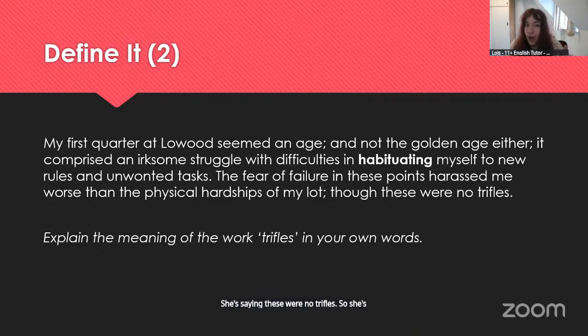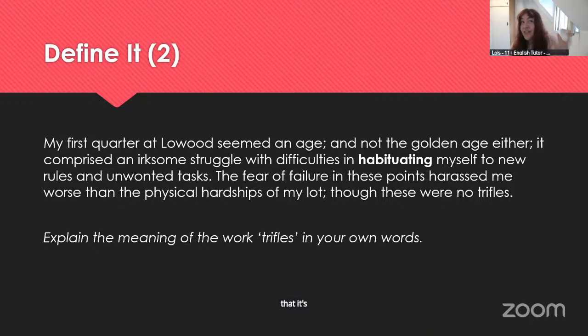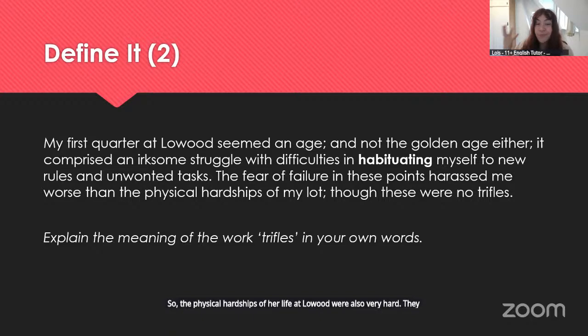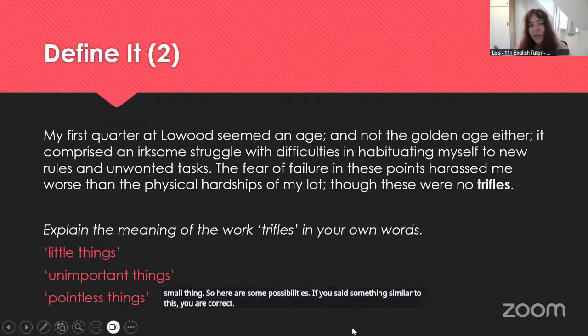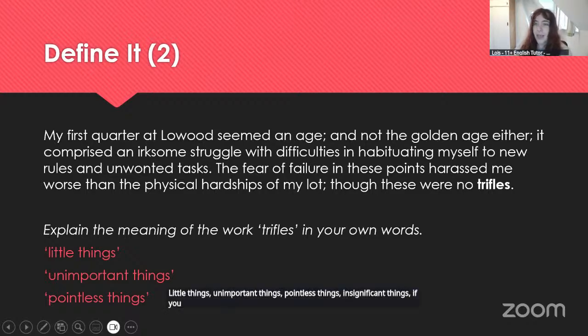So she's using the word no, which indicates to us that it's the opposite. What she's saying about it is the opposite of the word. So the physical hardships of her life at Lowood were also very hard. They were no small thing. So here are some possibilities. If you said something similar to this, you are correct. Little things, unimportant things, pointless things, insignificant things. If you said something like that, then yeah, you are correct.